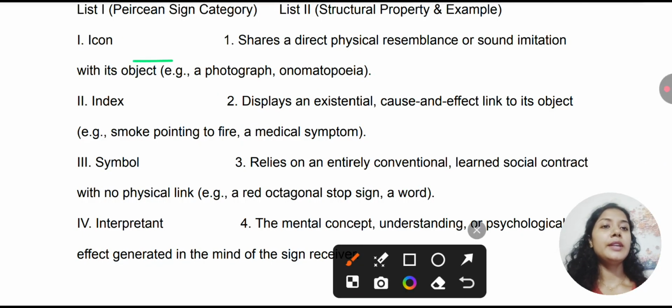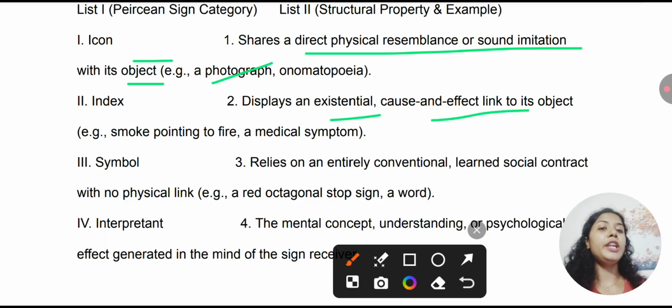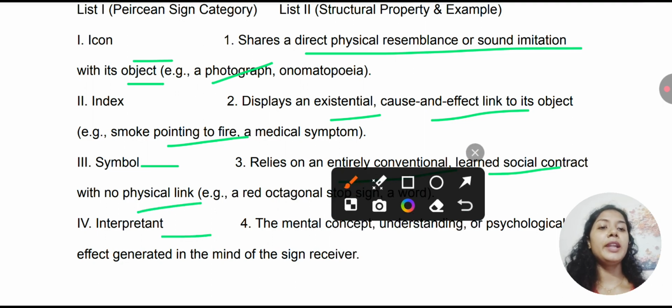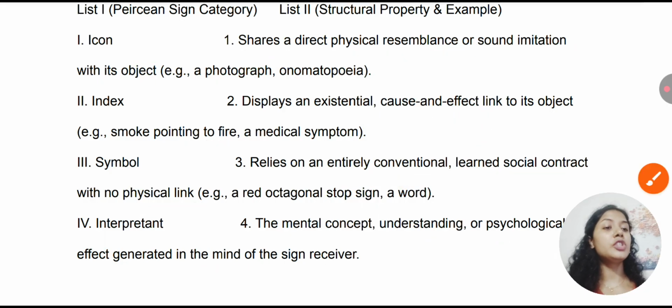Icon shares a direct physical resemblance or sound imitation with its object. Like a photograph, index displays an existential cause and effect link to its object, like smoke pointing to a fire. Symbol relies on an entirely conventional, learned social contract with no physical link. And interpretant is the mental concept, understanding, or psychological effect generated in the mind by the sign.